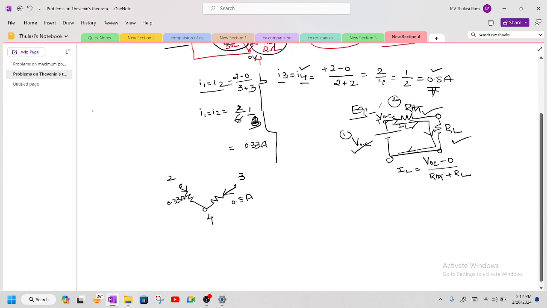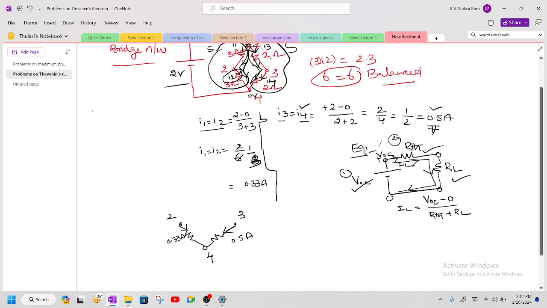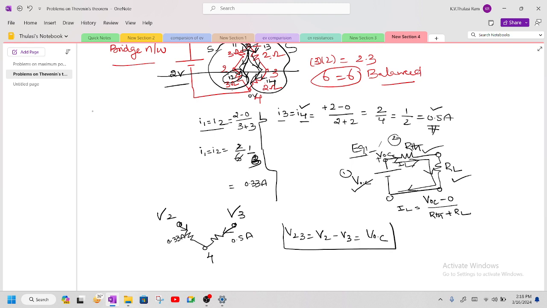So when you see this problem, I'm taking the half portion of this network. Now I want to find the voltage across 2 and the voltage across 3 by using nodal analysis. So V23, which is nothing but V2 minus V3, is also called the open circuit voltage. So what are V23 and VOC? Both are the same. Why?